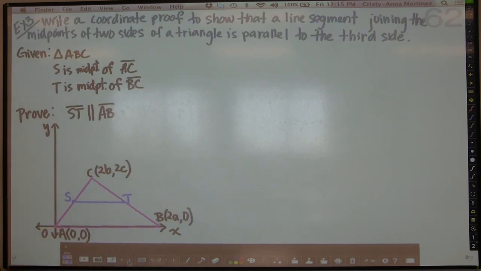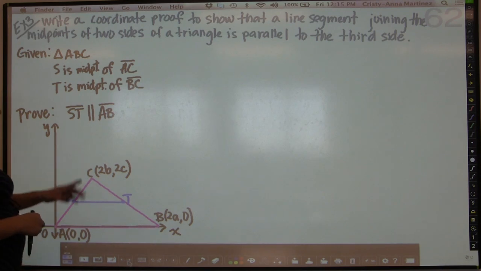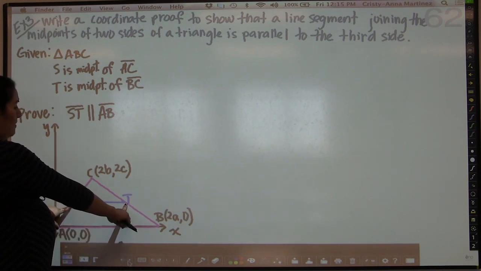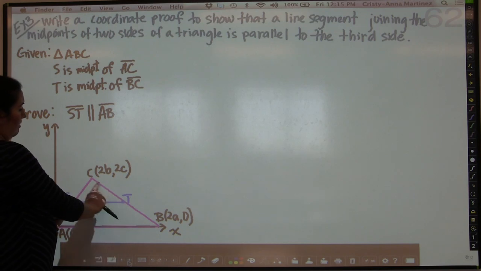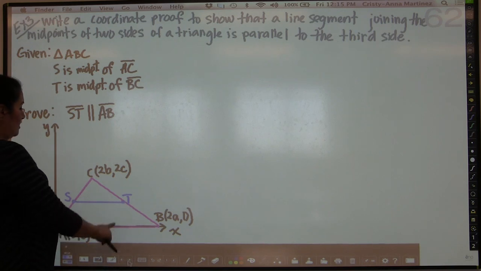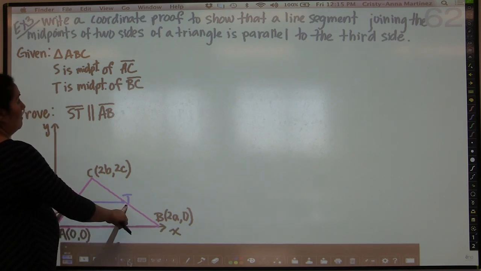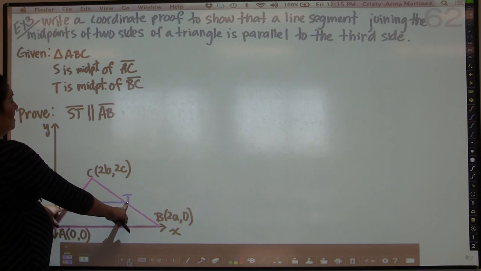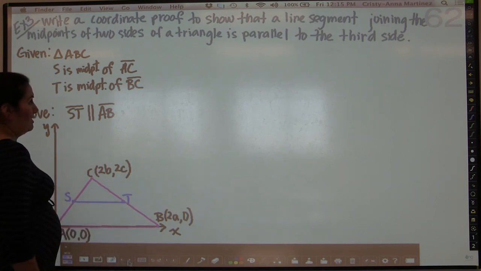And now finally we're going to get to example 3, where we're actually going to write a coordinate proof to show that a line segment joining the midpoints of two sides of a triangle is parallel to the third side. This is actually a theorem we already had earlier in the year. It's the mid-segment theorem. Basically we have a triangle. Each side of the triangle has a midpoint. So we're claiming that T is in the middle of C and B, and S is in the middle of A and C. And when you connect that, you get a line segment. And we want to prove that this line segment is parallel to the third side.